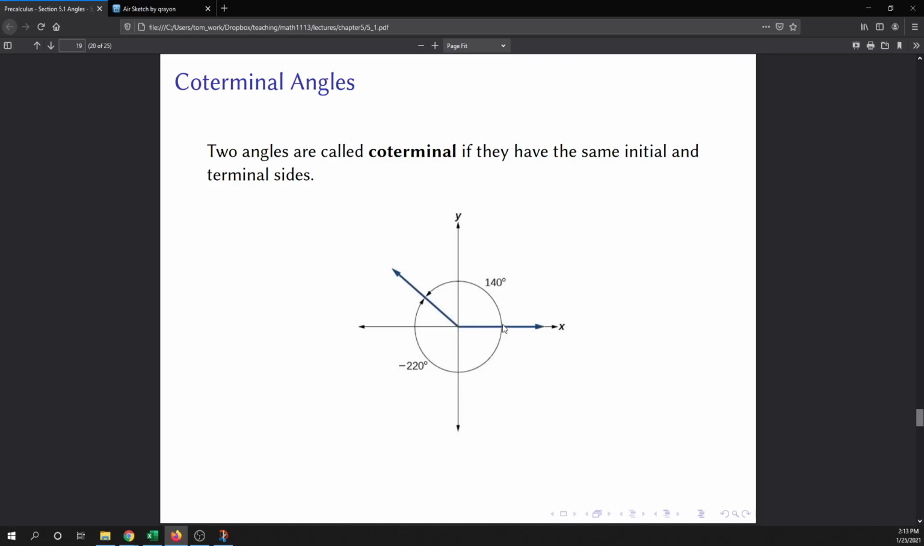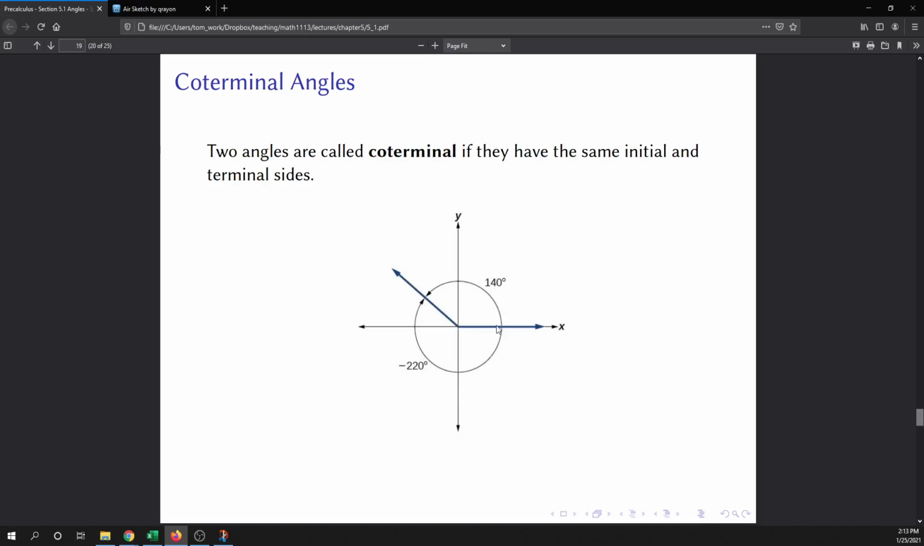One of the angles has been rotated in the positive direction 140 degrees. Here another angle has been rotated 220 in the negative direction, so negative 220. Those two angles have the same terminal side. It's really hard to see because they line up perfectly, but there are two terminal sides here, one from the minus 220 angle and one from the 140 degree angle. So those two angles, 140 degrees and minus 220 degrees, are coterminal.